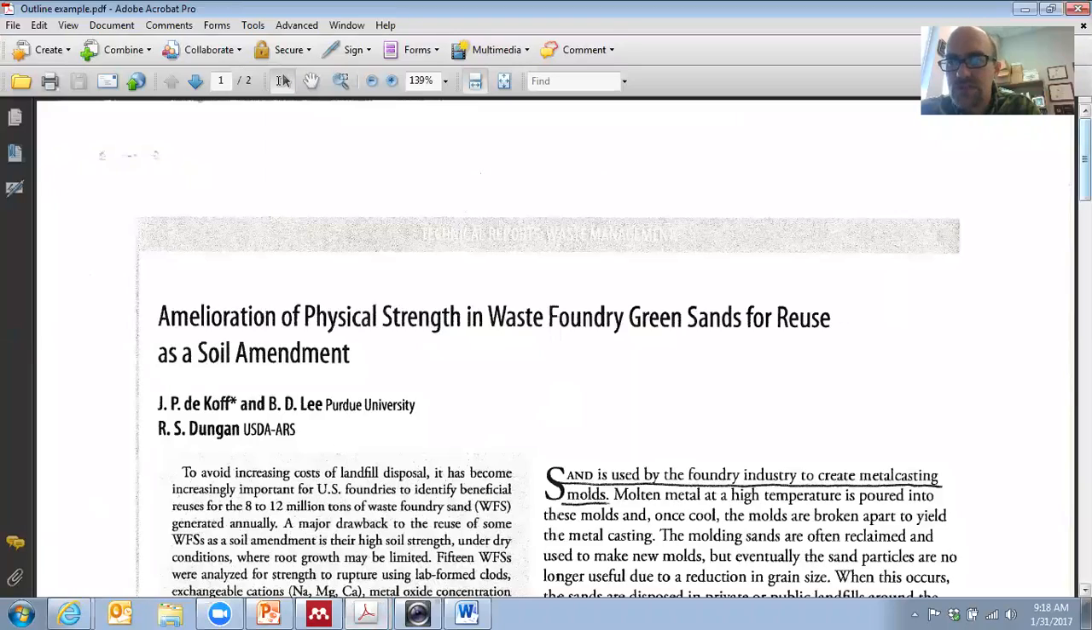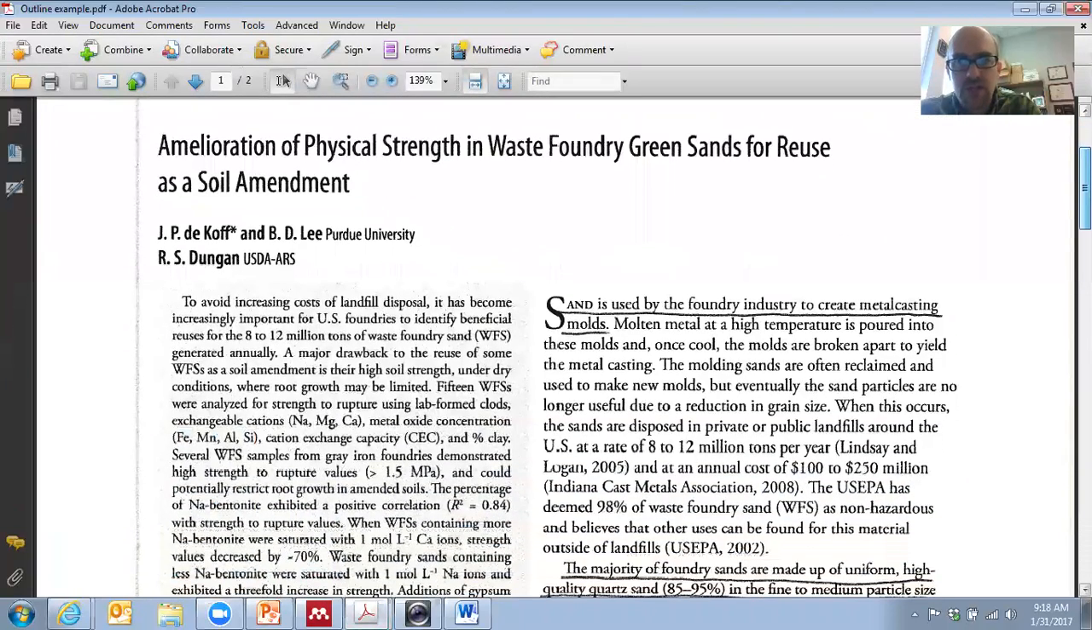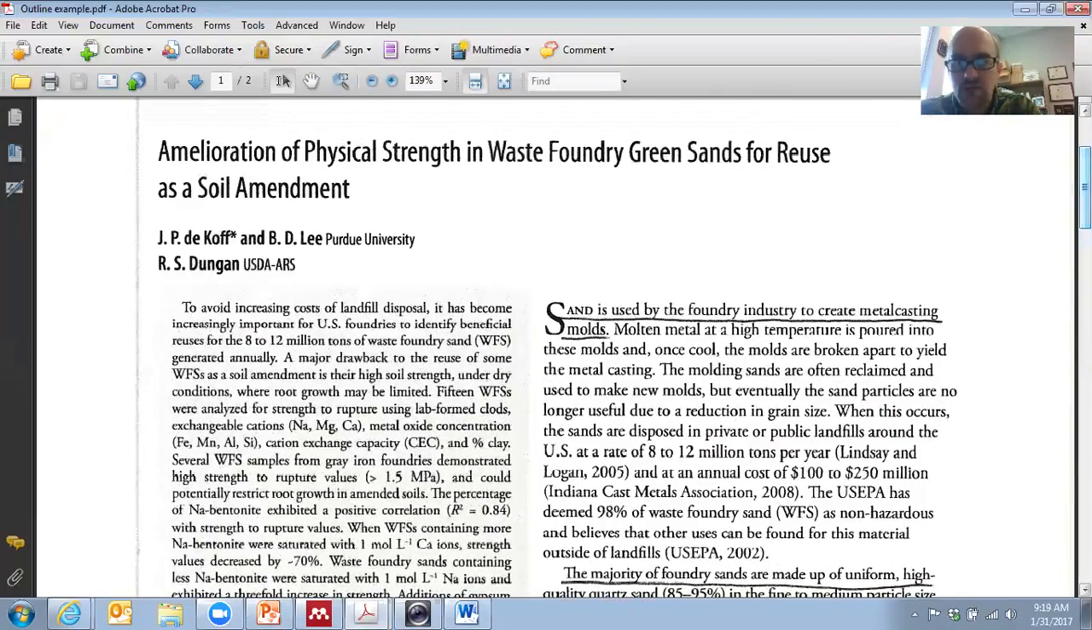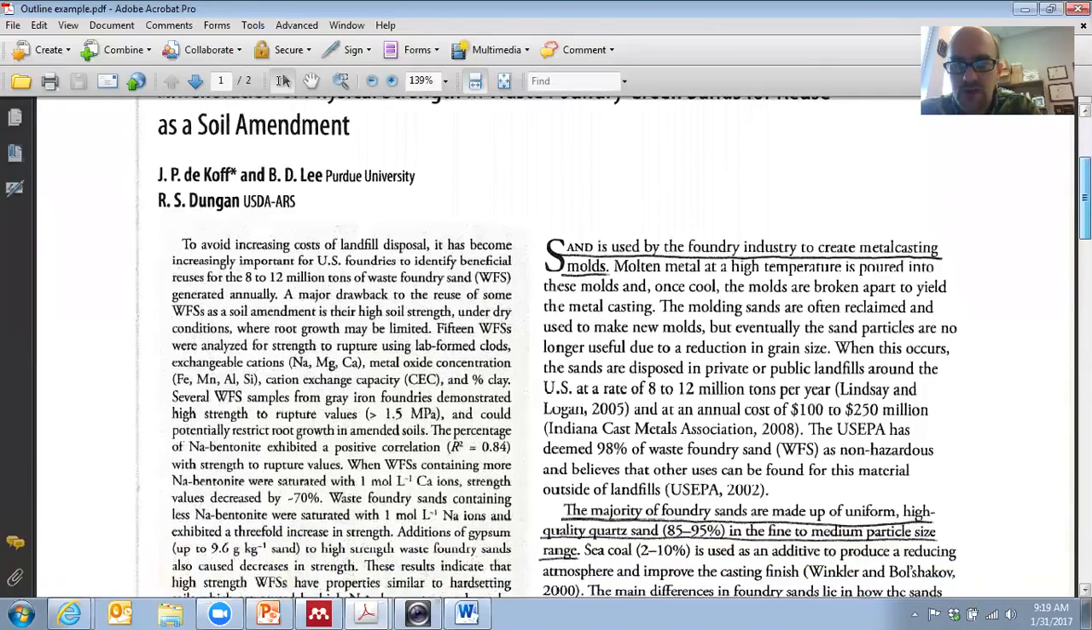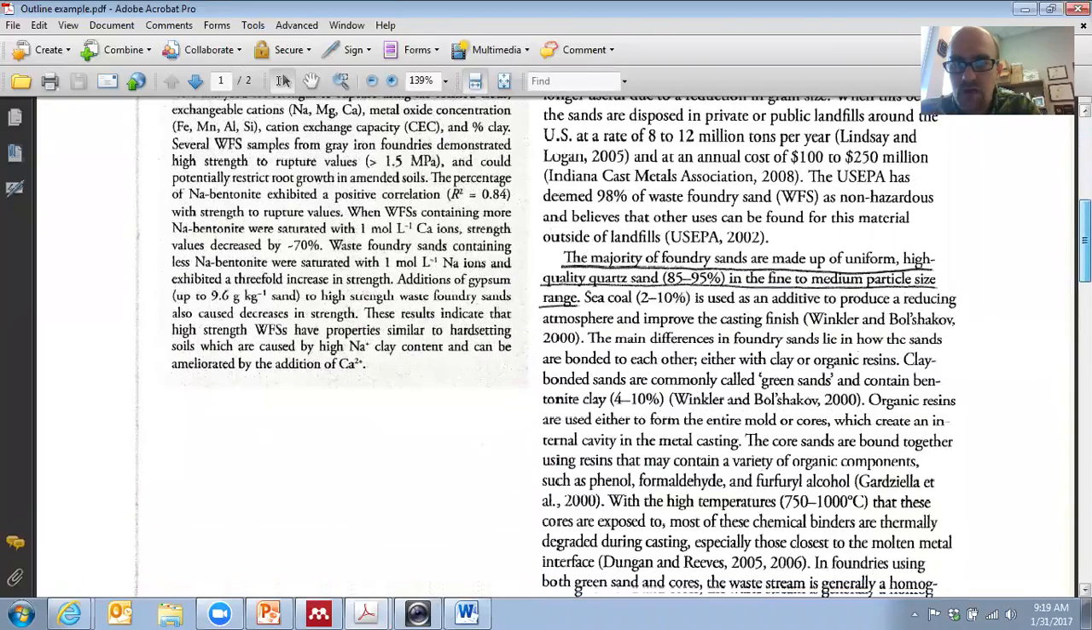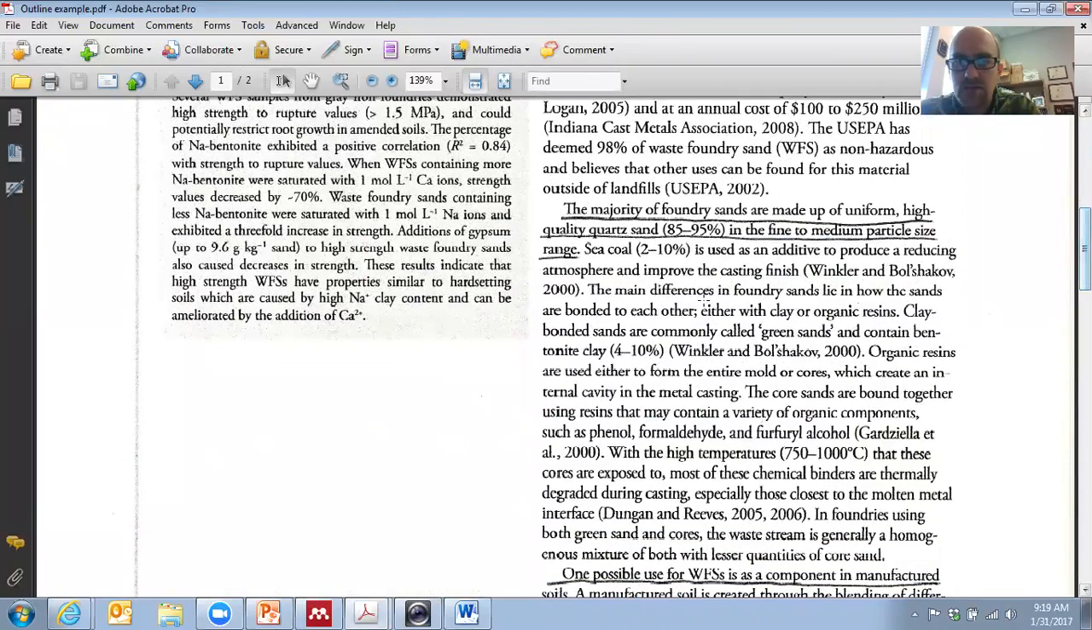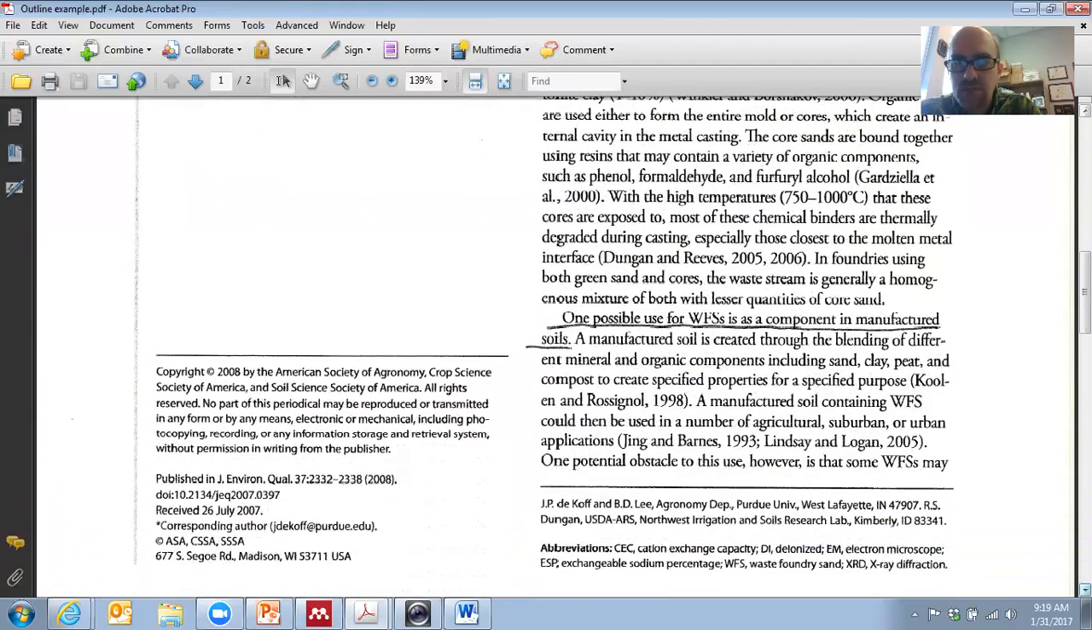As an example, I've got one here. This is from the paper that was published related to the research, and you can see that, just like the example that I showed, the introduction was set up the same way. The first paragraph was talking about the foundry industry, some of the different aspects of it, and what they did. Then in the next paragraph, we talked about the foundry sands themselves and what they were made up of, what they looked like, all that information.